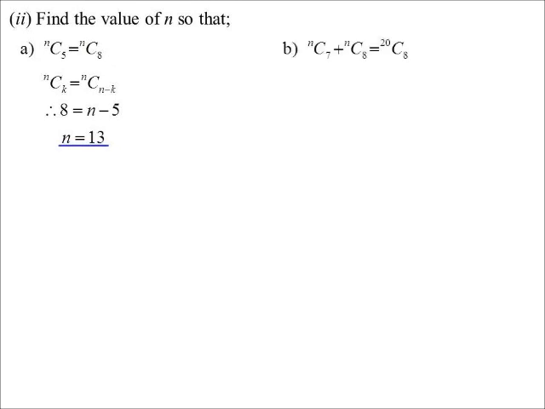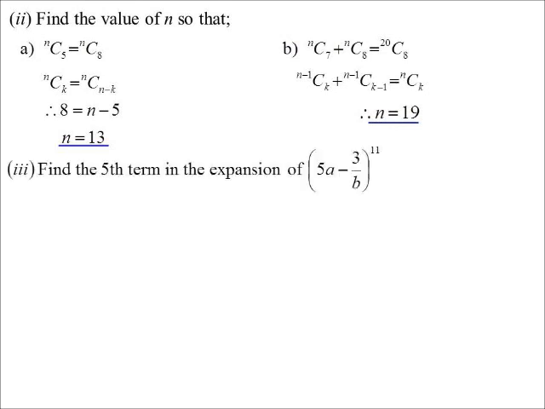nC7 plus nC8 is 20C8. So the relationship I'm using on that one is n minus 1 Ck plus n minus 1 Ck minus 1 is nCk. So looking at that, n is 19.